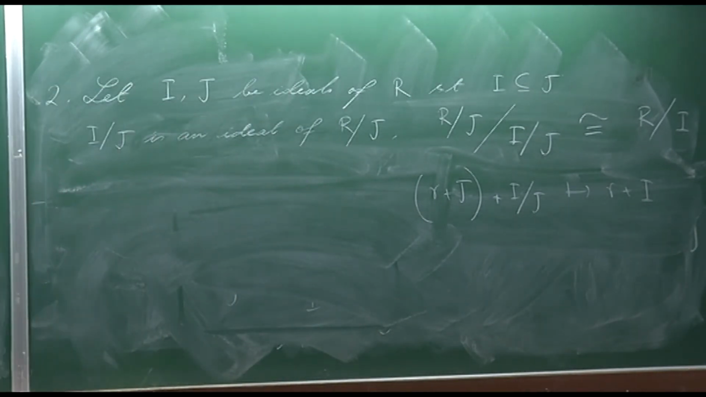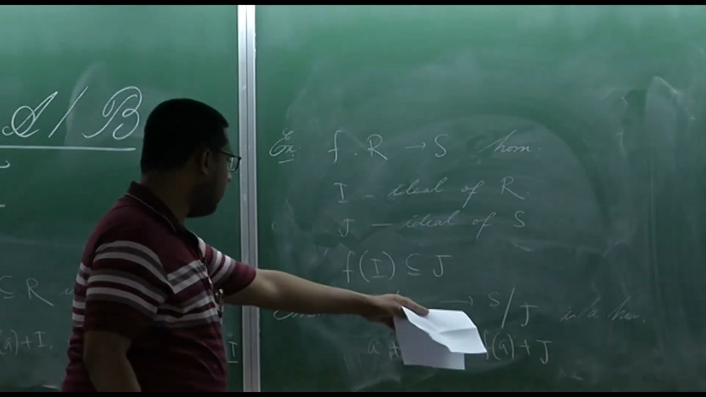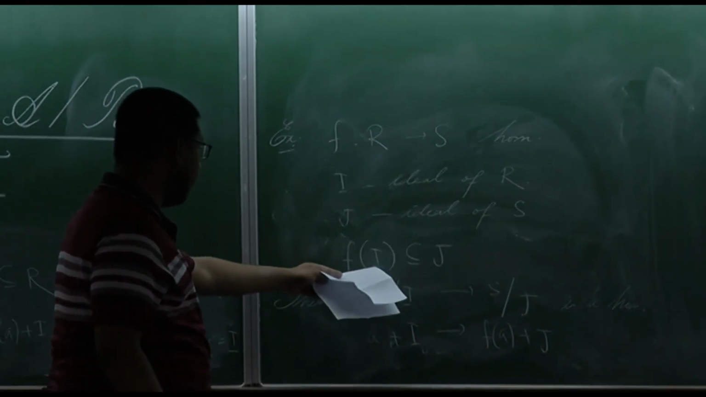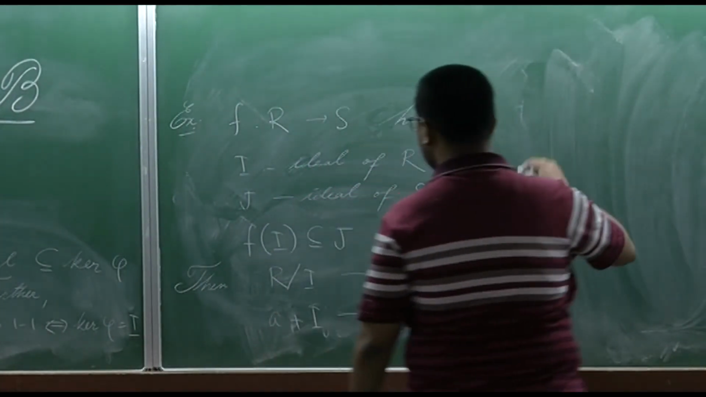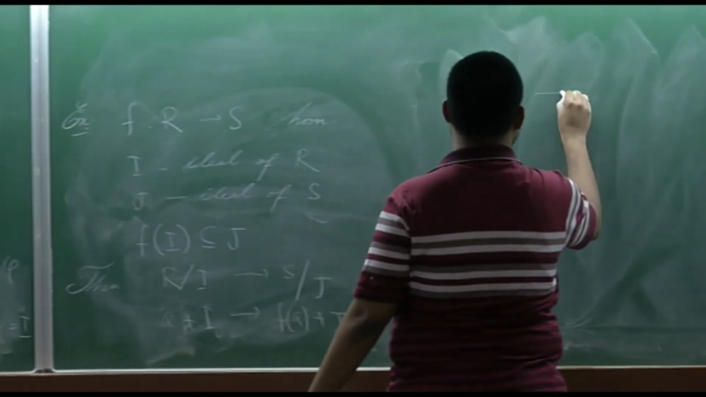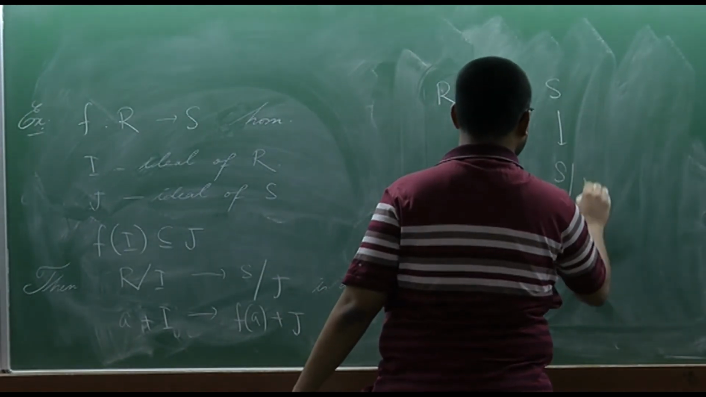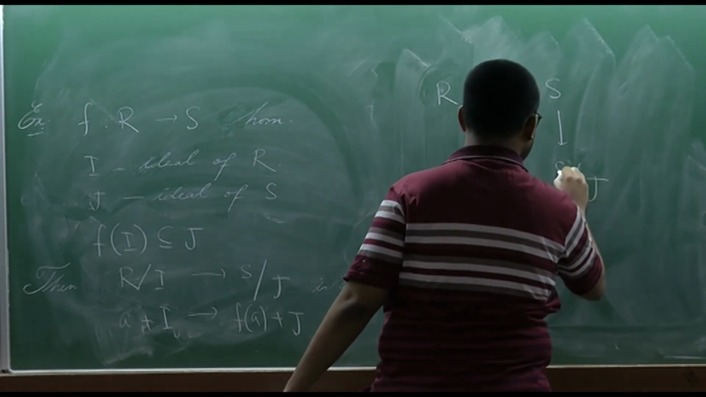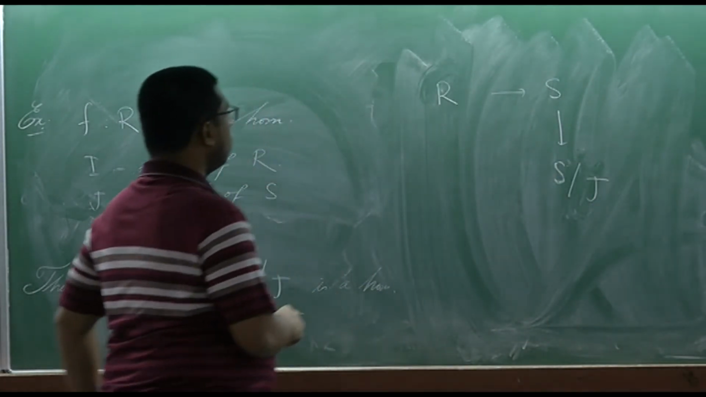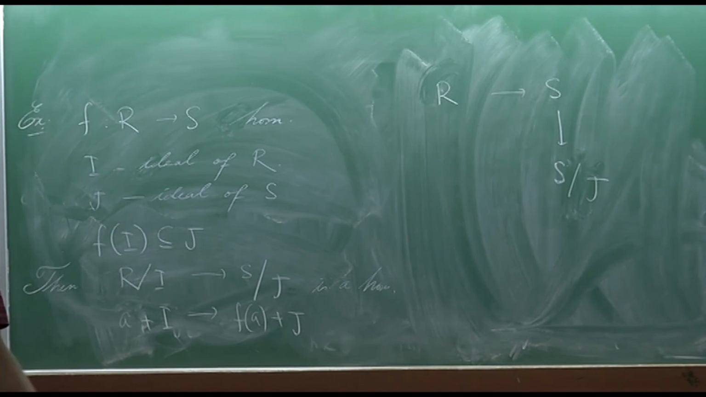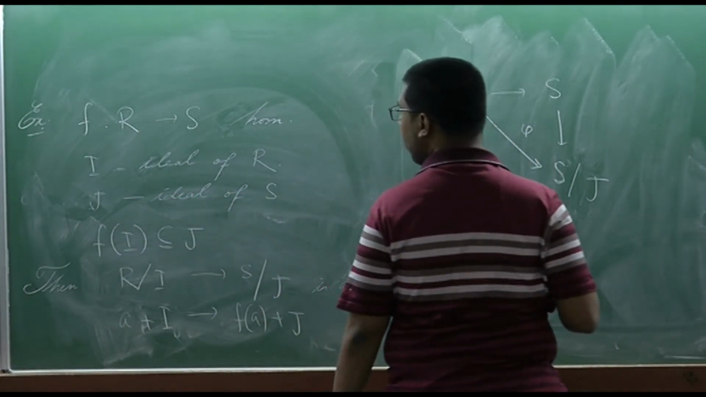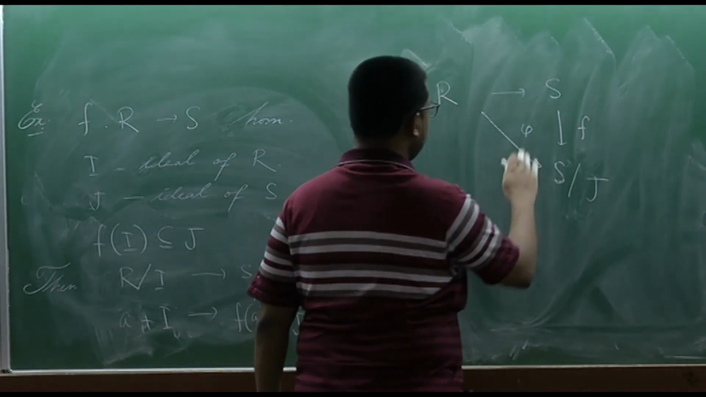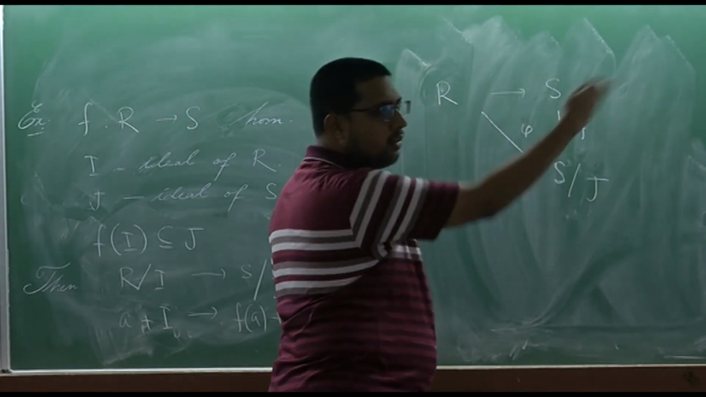Now, come to here. So, from R to S we have a map f, and then from S to S modulo J. Okay. So, this condition, f of I is contained inside J, ensures something. If we call this map phi, what is phi? Phi of r is f of r plus J.